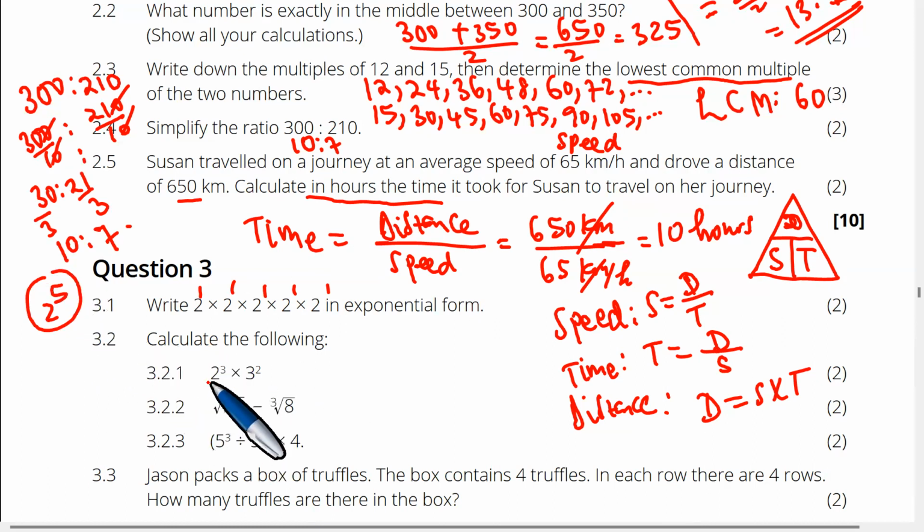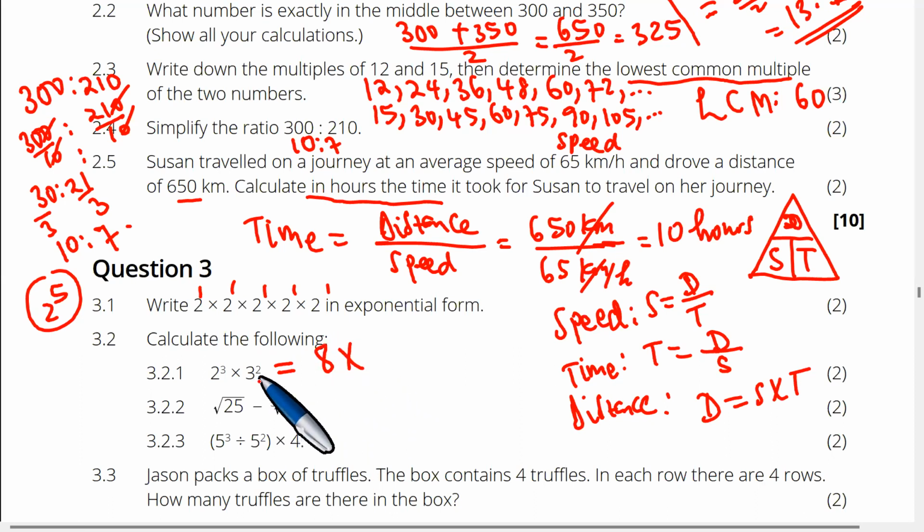Calculate the following. 2 to the power 3 times 3 squared. What is 2 to the power of 3? 2 to the power of 3 is 2 times 2 times 2. So we need to calculate 2 times 2 times 2, and the answer is 8. Well done, it is 8.